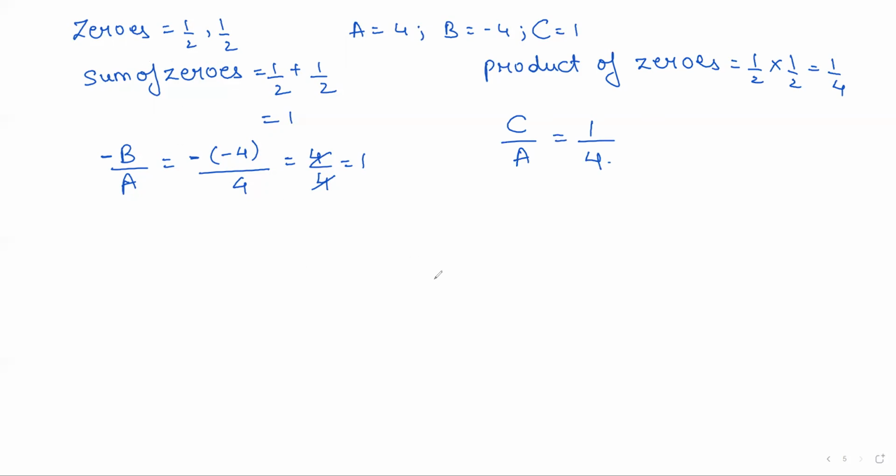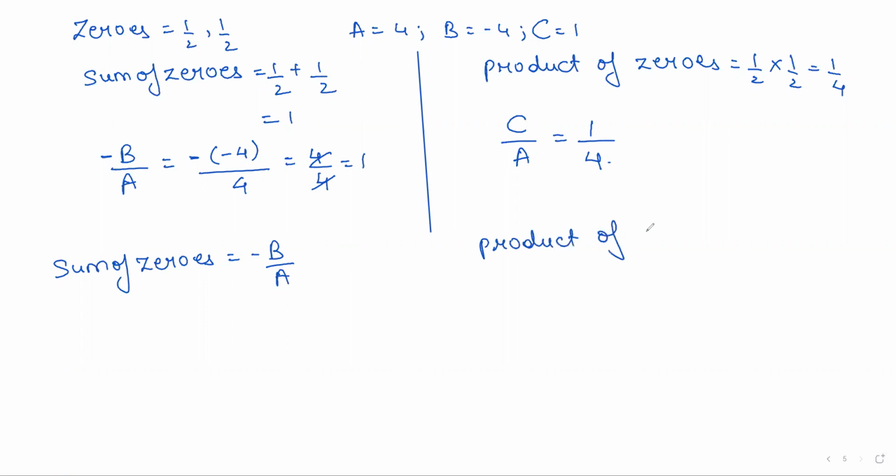From this particular calculation, we come to a conclusion that sum of zeros is equal to minus B upon A, and product of zeros is equal to C upon A. Hence, verified. What is verified? The relationship between coefficients and zeros.